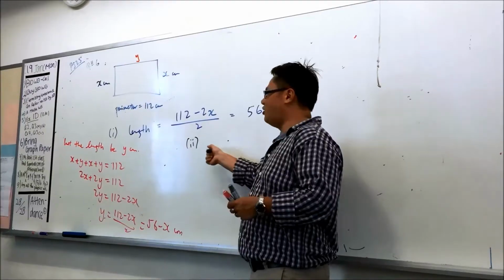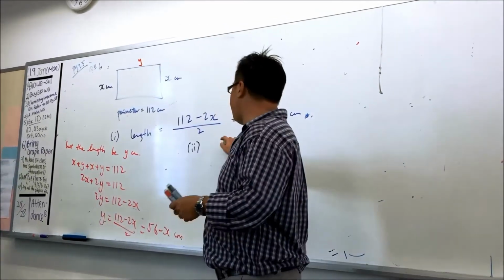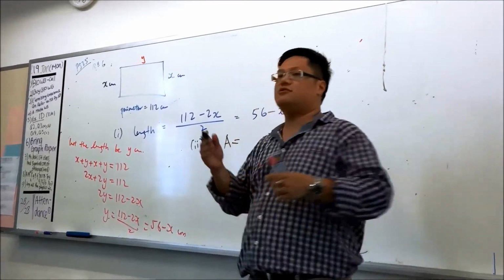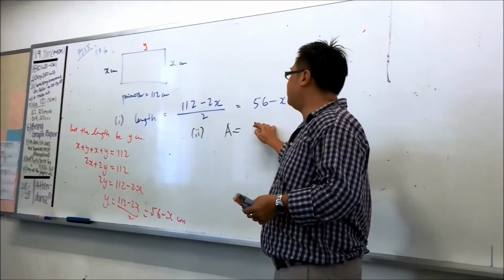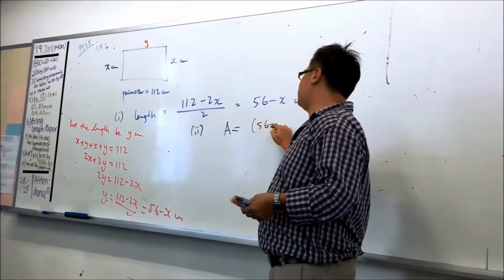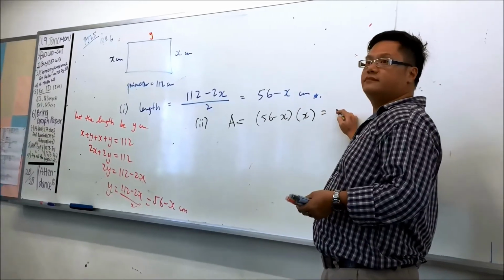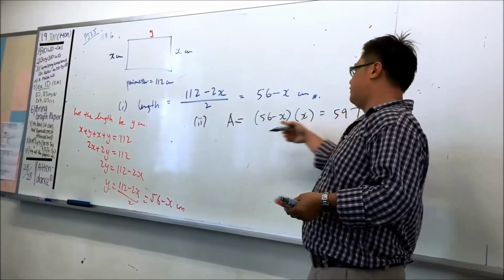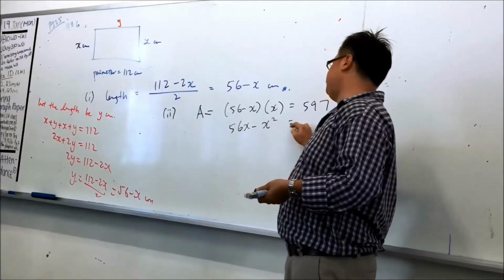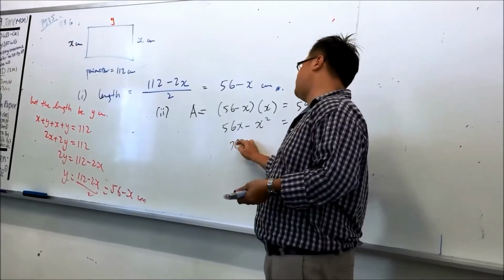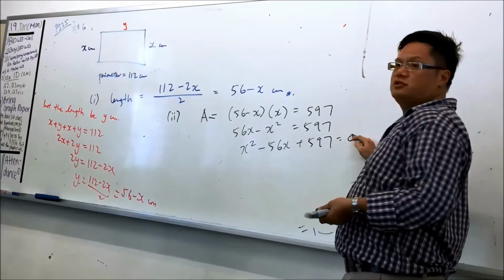Okay, the next part asks you to prove that the area is something. So area is equal to what? Area of a rectangle is length times breadth. So I can take my length, which is 56 minus x, multiply by x. This will give me 597. From there, you just tidy it up and you will get your equation: x squared minus 56x plus 597 equals 0.